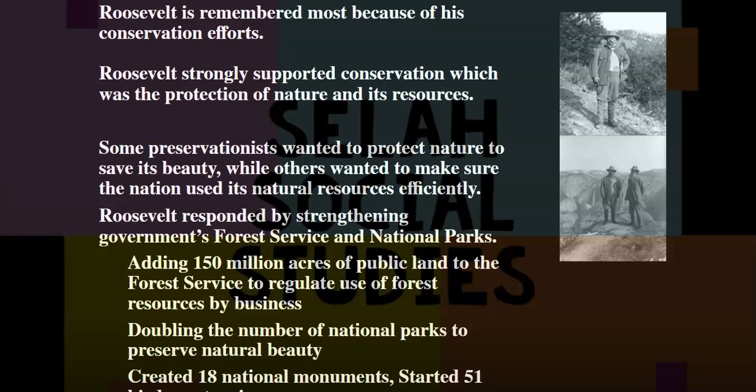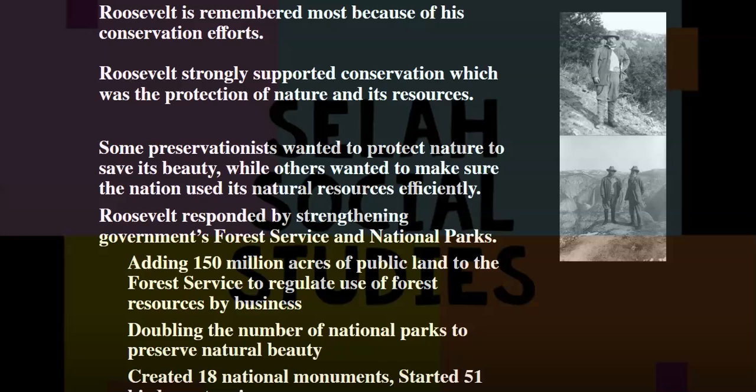While in office, Roosevelt conserved the United States by doubling the size of the National Park Service, establishing 5 new national parks to preserve the land, and established the United States Forest Service to conserve it. He issued 100 million acres of land to the Forest Service to regulate the use of forest resources by businesses.